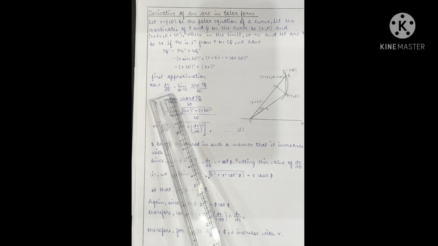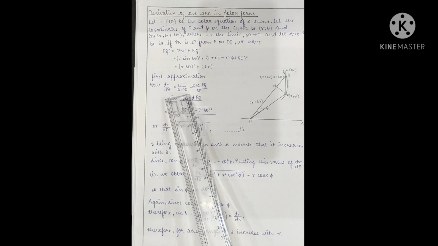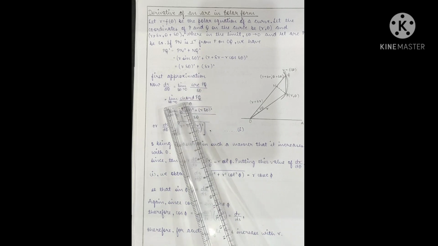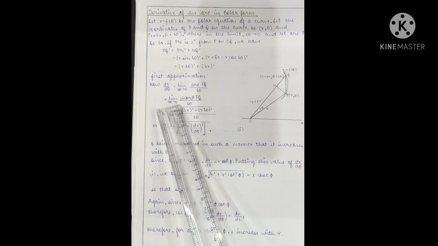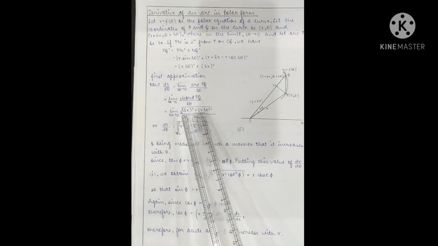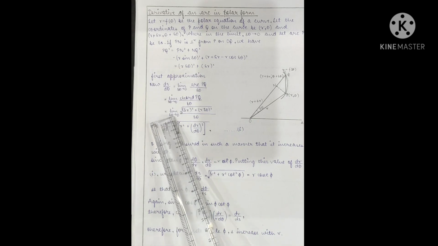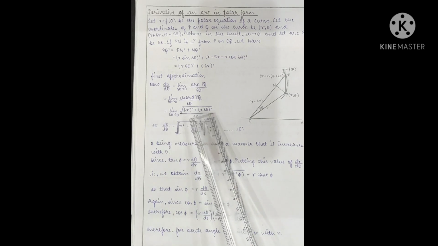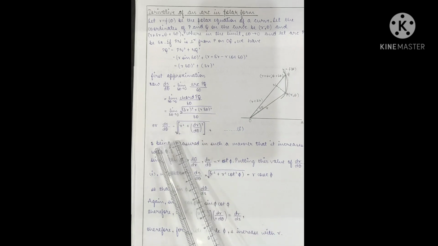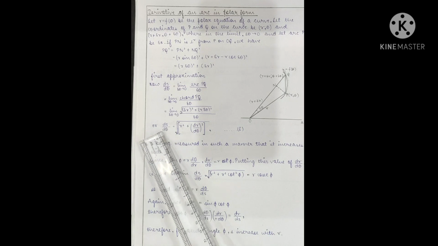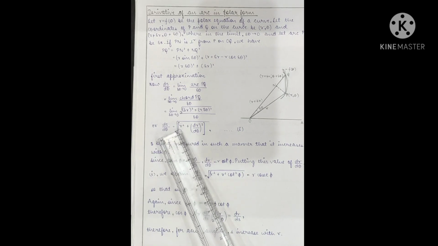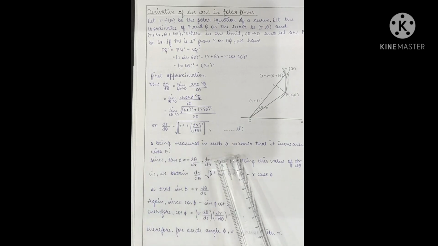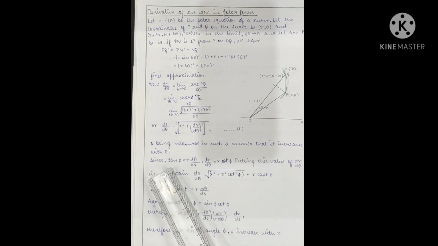Now ds upon d theta is equal to the limit del theta tends to 0 of arc PQ upon del theta. The arc PQ can be written as chord PQ, so we put the value of chord PQ from here. So ds upon d theta will be the limit del theta tends to 0 of under root of (del r) whole square plus (r del theta) whole square, upon del theta. So finally ds upon d theta is equal to under root of r square plus (dr upon d theta) whole square. Here s is measured in such a manner that it increases with theta.